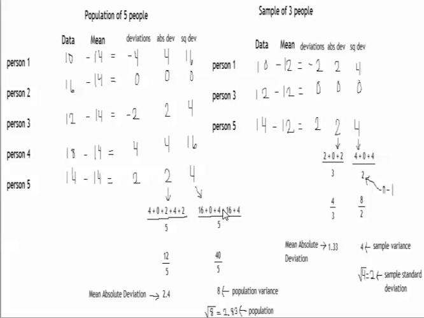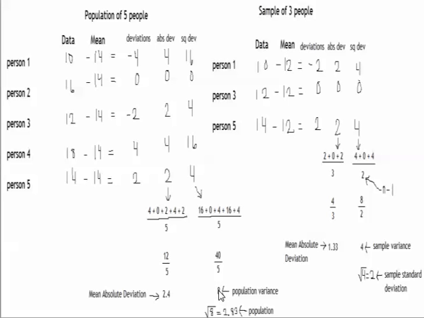If you add the 5 squared deviations in this column and divide by the number of squared deviations, which is 5, you get the variance of 8. So the population variance is the mean of the squared deviation column. Just like how the mean absolute deviation is the mean of the absolute deviation column, the variance is the mean of the squared deviation column. And it came out to 8.